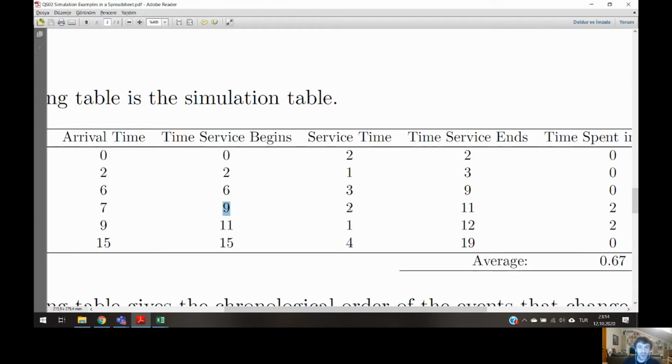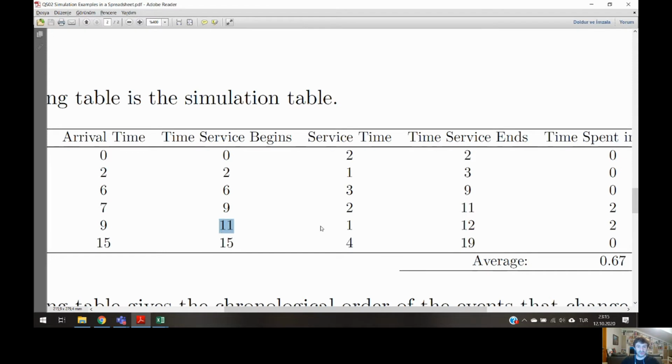So you see, the time that the service begins for the next customer under the FIFO rule in a single server queue is the maximum of the arrival time of that customer and the time that the service ends for the previous customer. Each value here is calculated as the maximum of 2 and 2 here. This 6 is calculated as the maximum of 3 and 6. This 9 here is calculated as the maximum of 9 and 7.